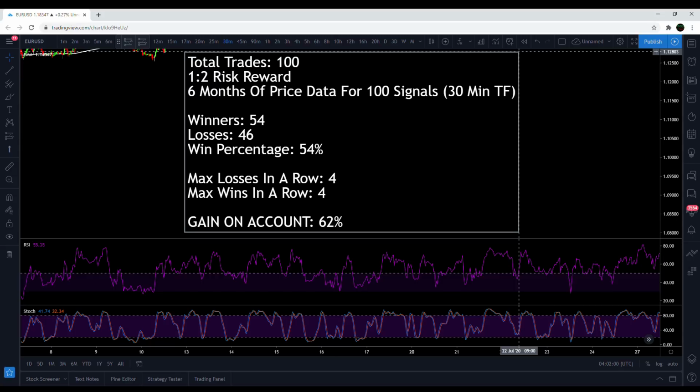100 total trades with a 1-to-2 risk-reward ratio, which took 6 months of price data to find the 100 signals on a 30-minute chart. There were 54 winners, 46 losses, win percentage 54%. Fantastic for a 1-to-2 risk-reward ratio, and the best by a good margin shown on this channel so far. The max losses in a row, 4. Max wins in a row, 4. So it has a low max loss rate as well. The gain on the account, 62% over a series of 100 trades. Fantastic result out of this strategy.